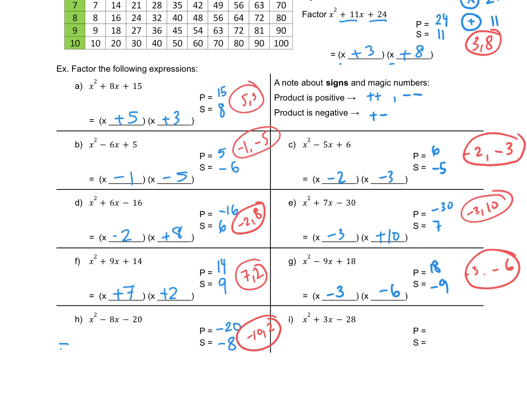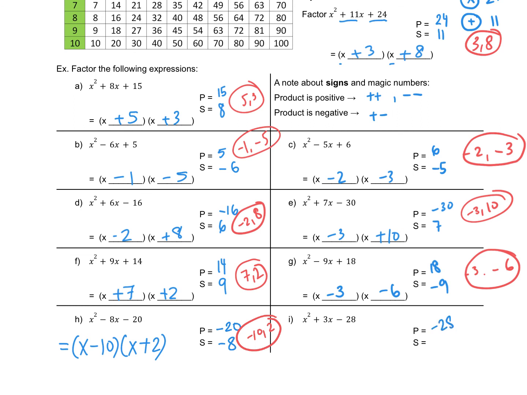So we write our equal sign for good communication, and then you're going to start each bracket with x and put one of your magic numbers. So x subtract 10, and then x plus 2. And that's it. Okay, I want you to try the last one on your own. I want you to set up your product and sum, set up your brackets, and then come back to check your work.